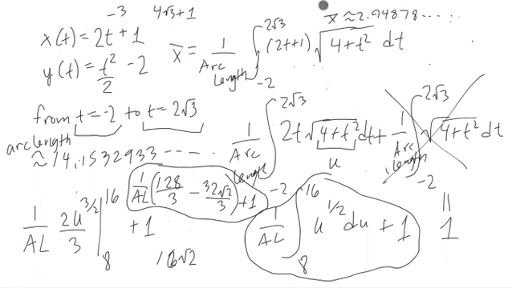I'm definitely sure about the arc length integral, and the setup is correct, but assuming the arithmetic was right and the typing in was right, then this would be x bar right here.